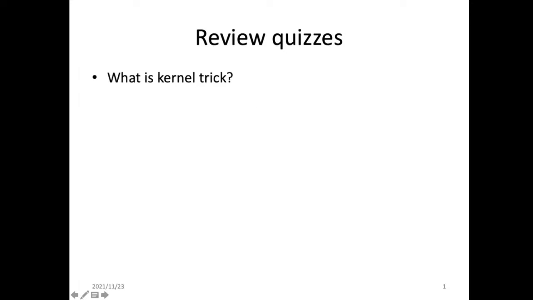Okay, first question. What is kernel trick? So for support vector machine, we could project the features from the original dimension to a high dimensional space. But we know that it would be computationally costly or even infeasible to project the features to high dimensional space because they could be infinite dimensional.